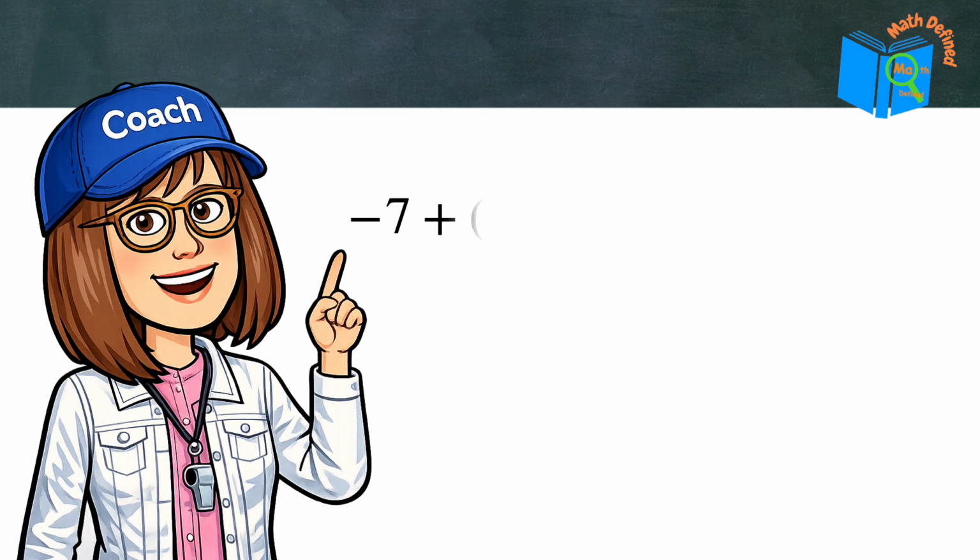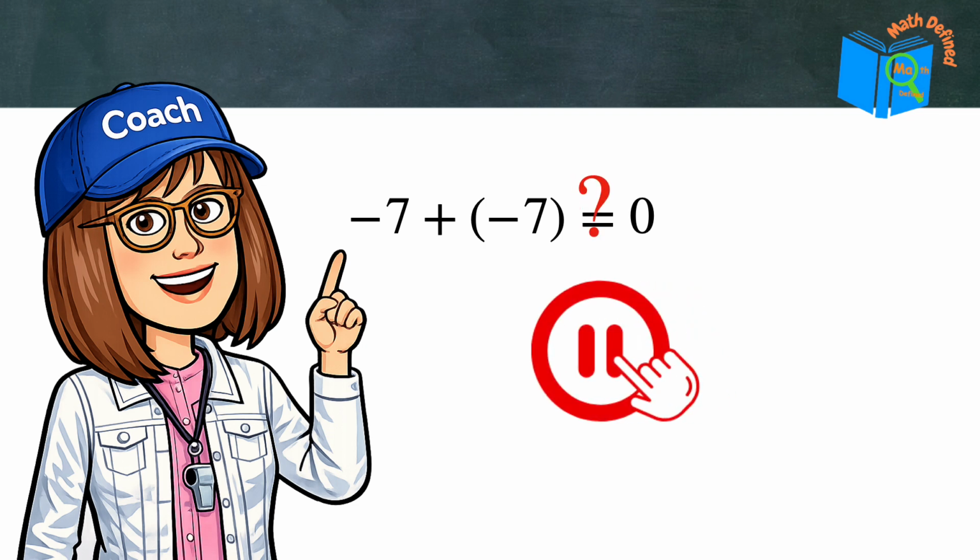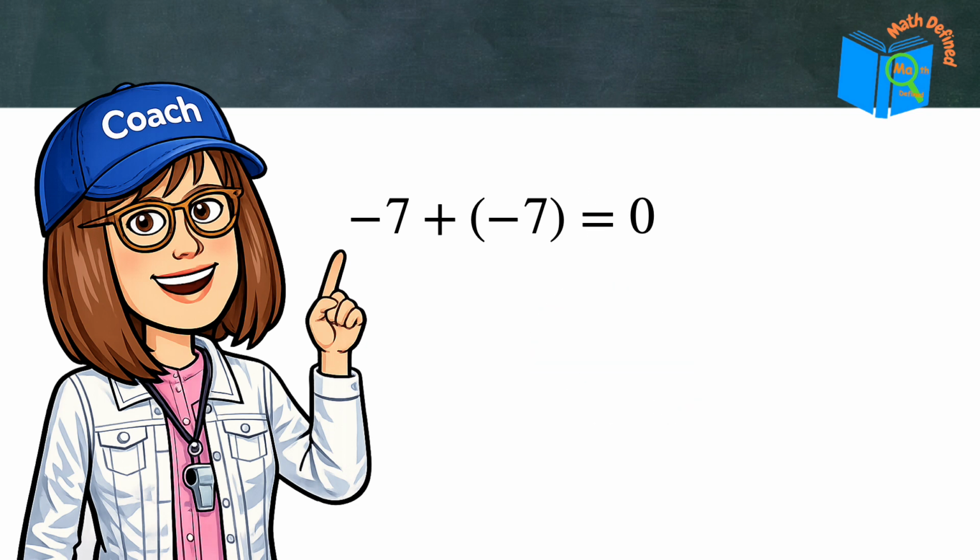Now look at this one. Negative 7 plus negative 7 equals 0. Do you think this statement is correct? This time, both of the integers have the same sign.